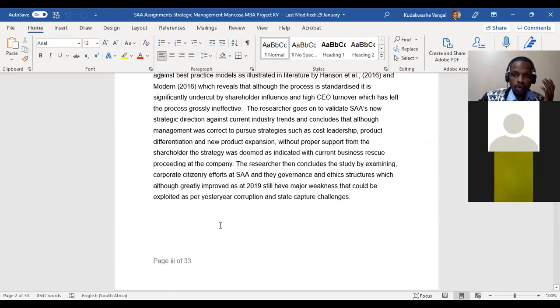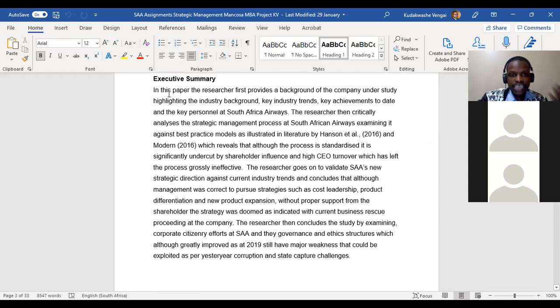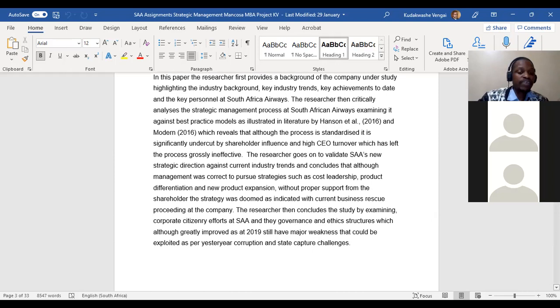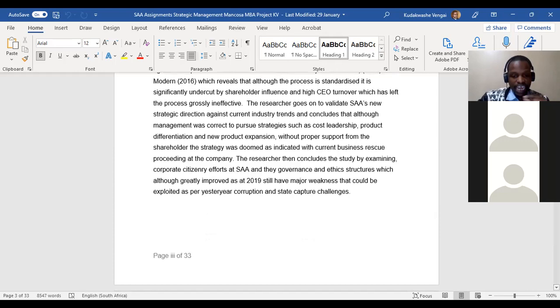So you can see from here, I was highlighting what the executive summary is in this paper. The researcher first provides a brief background of the company, highlights the key trends, key achievements of the company, then analyzes the strategic management process and so on. So you're just providing a brief summary of what the assignment is all about. That's your executive summary. It's about half a page long. But you write the summary after you have completed the assignment.